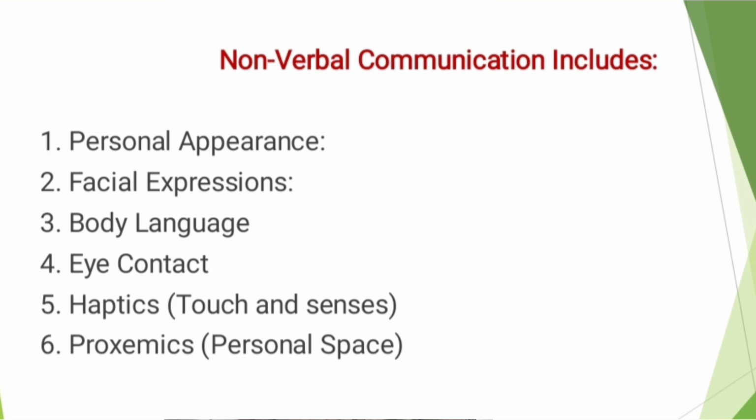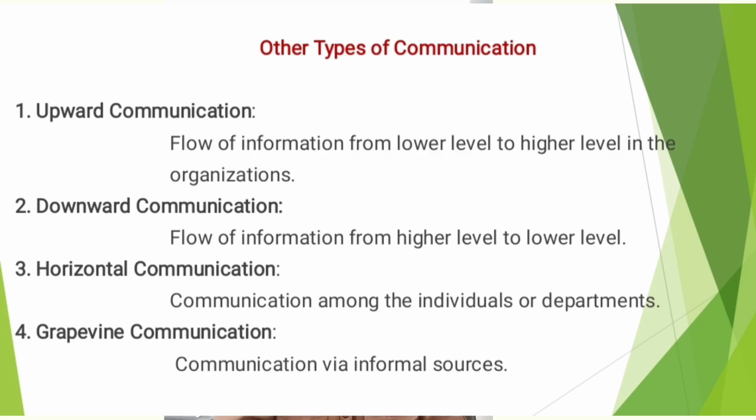Sometimes what happens, people do not want to listen to a few things. If a person listening to you is not sympathetic towards you, it becomes very difficult for you to send the message that you intend to send them. So that kind of problem is always there. So basically the thing is that non-verbal communication includes personal appearance, facial expressions, body language, eye contact, haptics and proxemics. There are a few other types of communication also. Let's understand these four types of communication which are generally seen in the institutions or organizations.